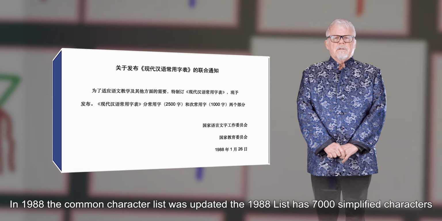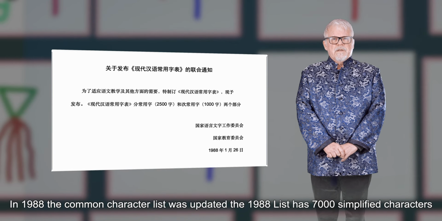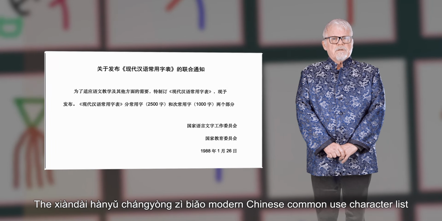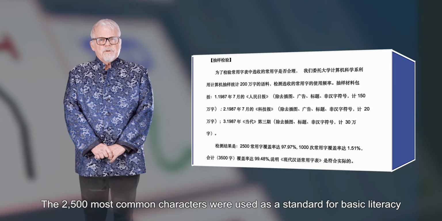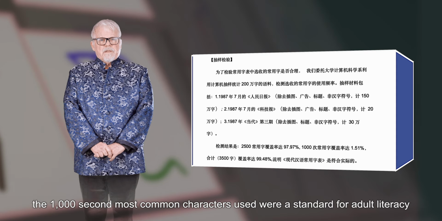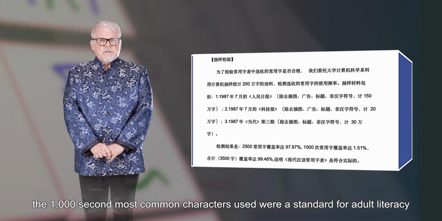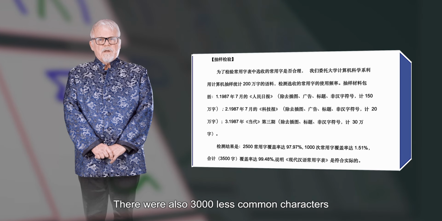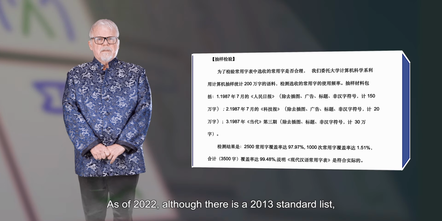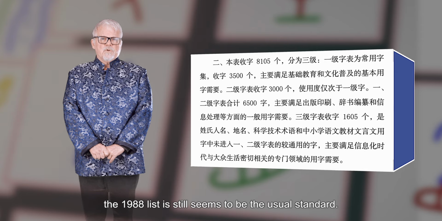In 1988, the common character list was updated. The 1988 list has 7,000 simplified characters, the Xindai Hanyu Changyong Zibiao, or the modern Chinese common use character list. The 2,500 most common characters were used as a standard for basic literacy. The 1,000 second most common characters were a common standard for adult literacy. There were also 3,000 less common characters. As of 2022, although there is a 2013 standard list, the 1988 list still seems to be the usual standard.